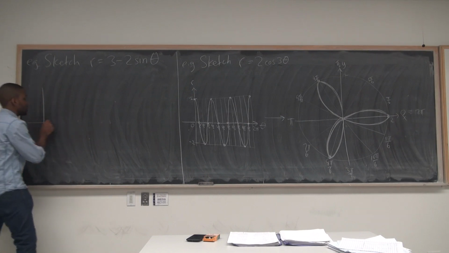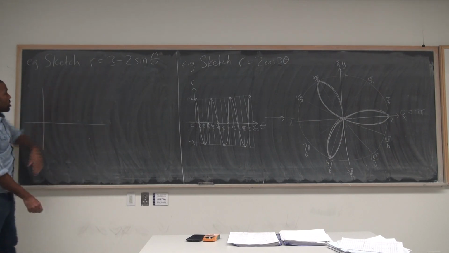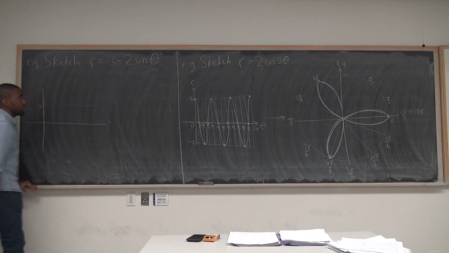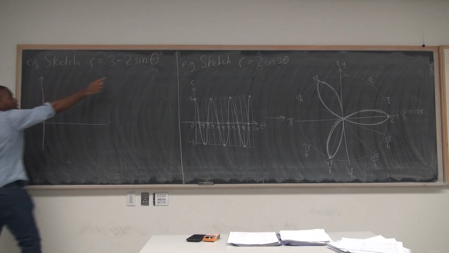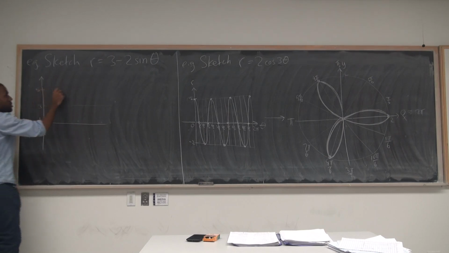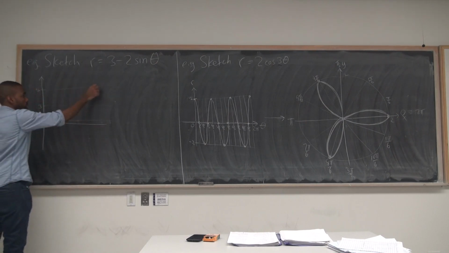Okay, how would this one look? 3 minus 2 sine theta. Right, so 3 means we shift everything up. So I go to 3, and that's my baseline. That's like my center line. And what's my amplitude? It is 2, which is the coefficient. So from 3, I go up 2 to hit 5. I go down 2 to hit 1. That's my highest point. That will be my lowest value.